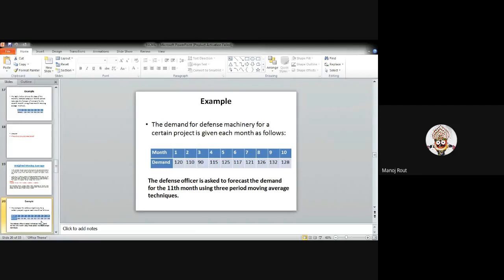In this example, the demand for defense machinery for a certain project is given for each month as follows. Here 10 months of data is given, and the defense officer is asked to forecast the demand for the 11th month using the 3 period moving average technique. Just note down, then I will explain. All of you note down this one.